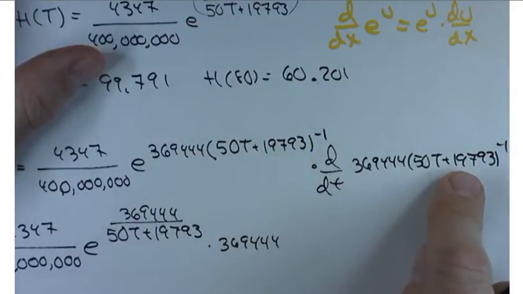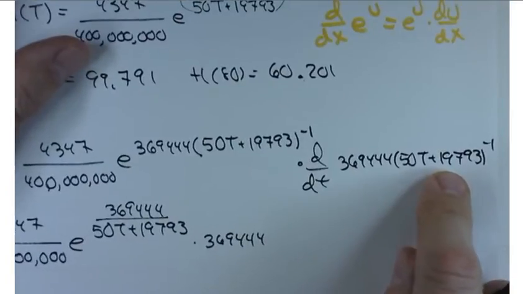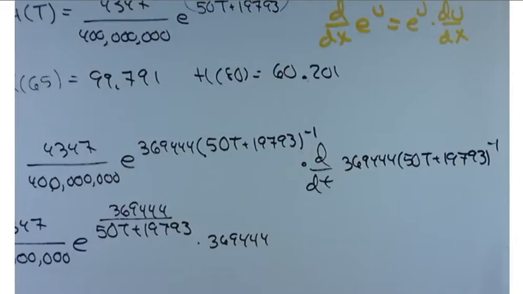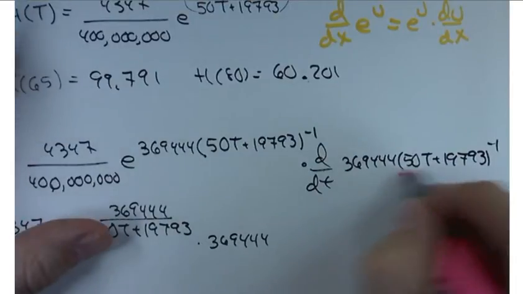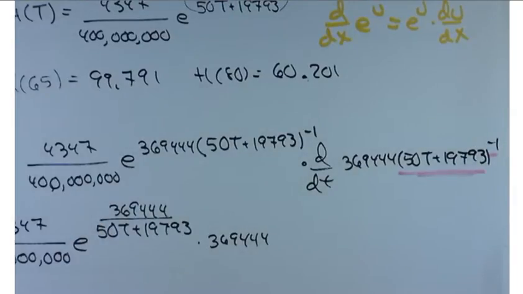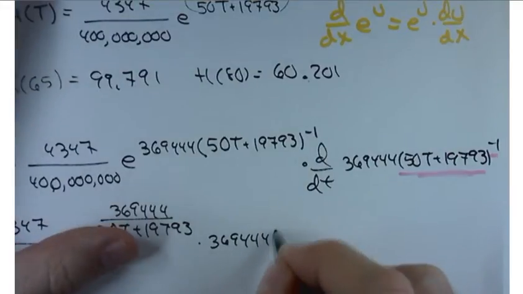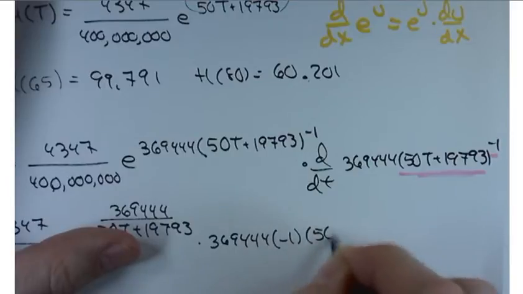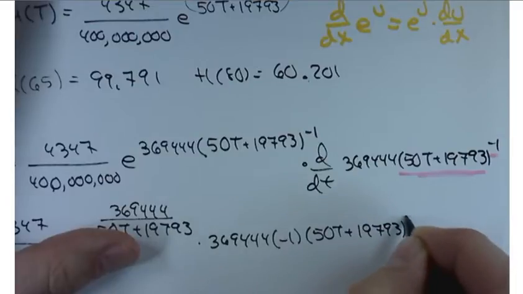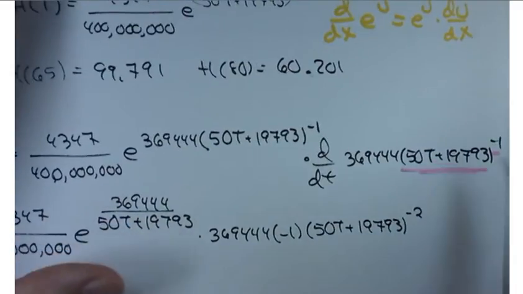Good, you've got to apply the chain rule here. So let's apply the chain rule. You've got this whole thing, which you can think of as your outside function, something to the negative first power. So the derivative of the outside, what comes out in front of this? Negative 1. So times negative 1, 50T plus 19,793 to the negative 2 power. Don't forget we have to subtract 1 from there.